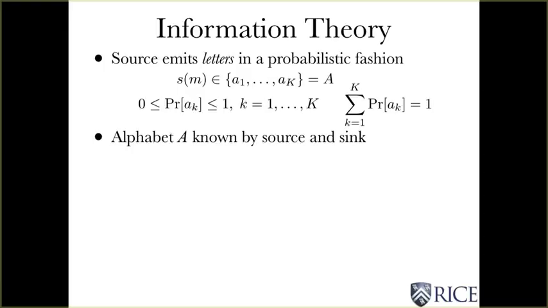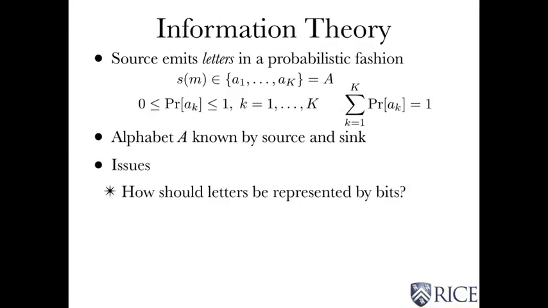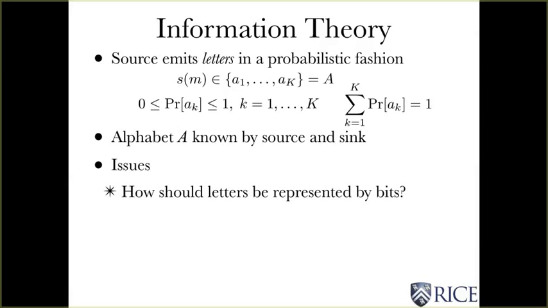So I have to know what the alphabet is, or else I'm in big trouble. Once I convert to bits, I won't know how to get back to the original letters that were sent. So that's not a very hard assumption to make. There are two issues in information theory. First is, how should letters be represented by bits? That's what this video is about.